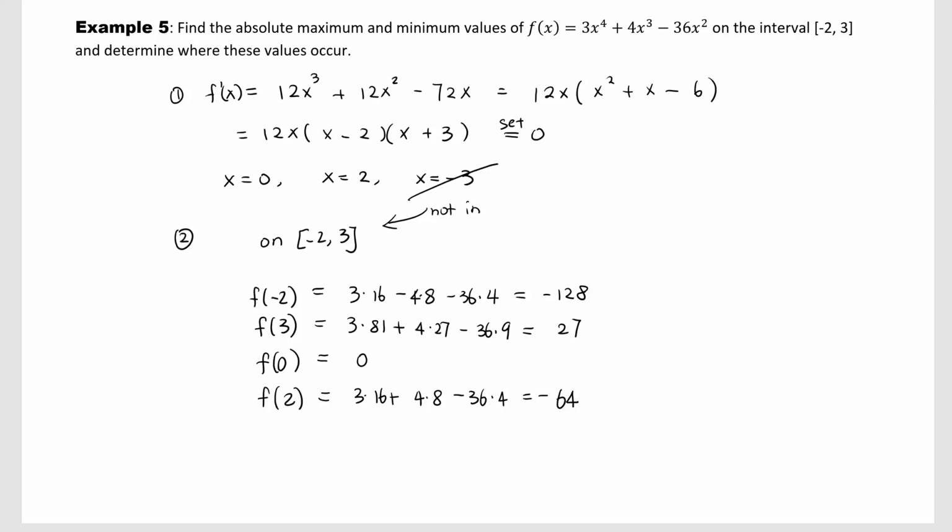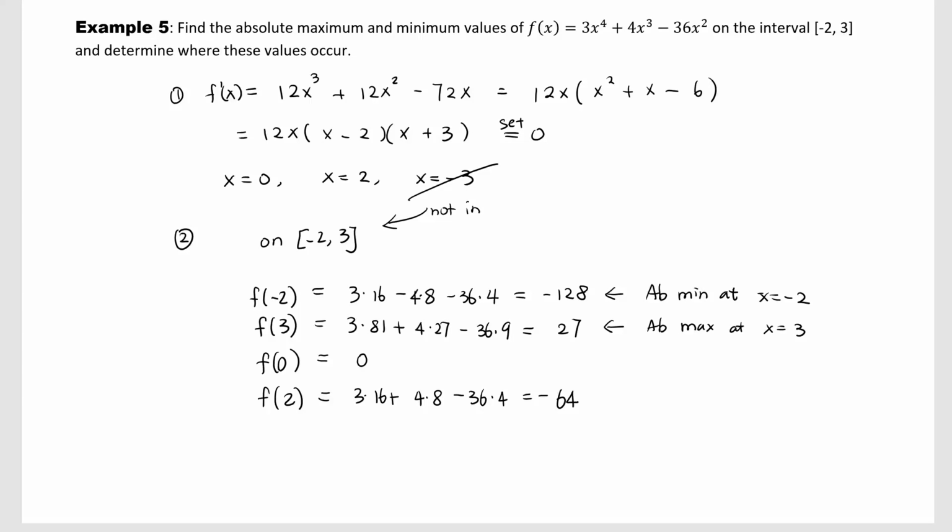All right, what is the smallest? The smallest value is this one. So this is the absolute minimum at x equals -2. Which one is the biggest? This is the biggest. So the absolute maximum is at x equals 3. So the absolute minimum value is -128. The absolute maximum value is 27.